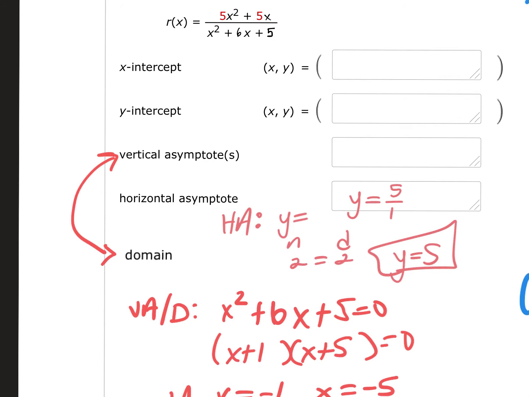I cannot impress upon you enough. Vertical asymptote, x equals. Horizontal asymptote, y equals. X-intercept, number, comma, 0. Y-intercept, 0, comma, number, right?